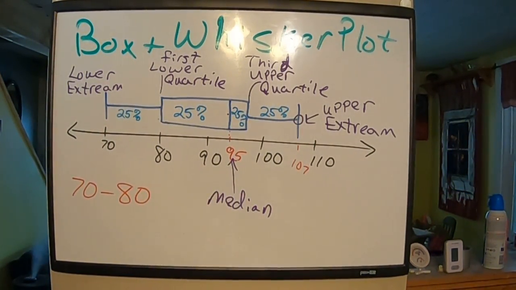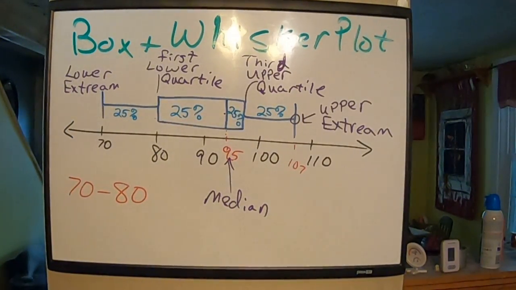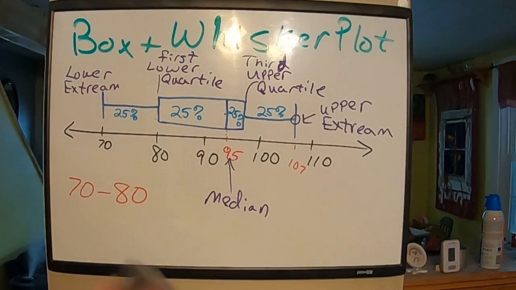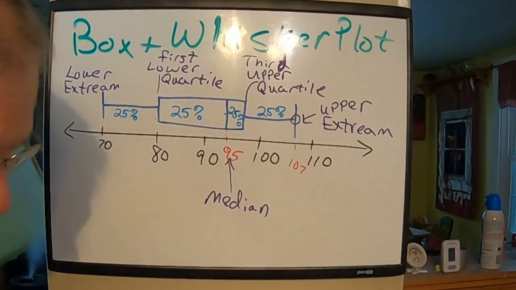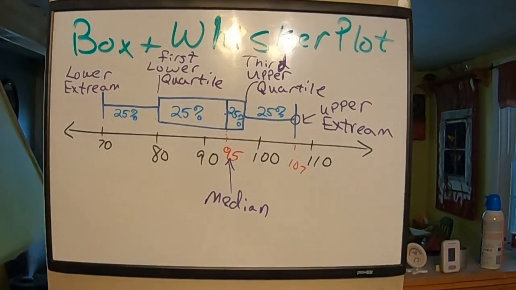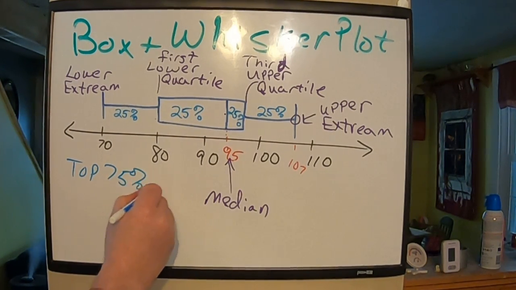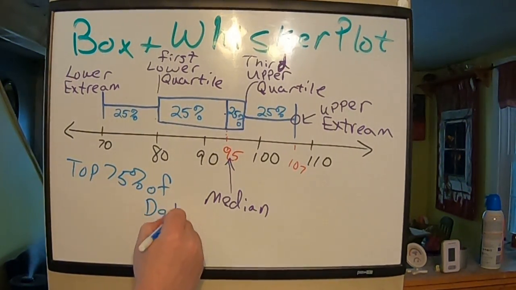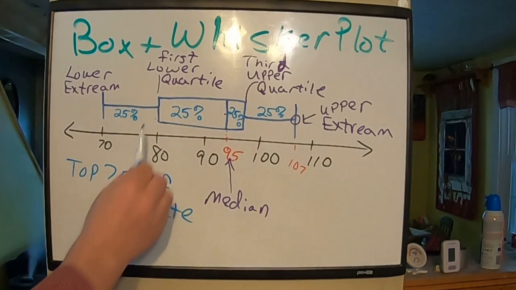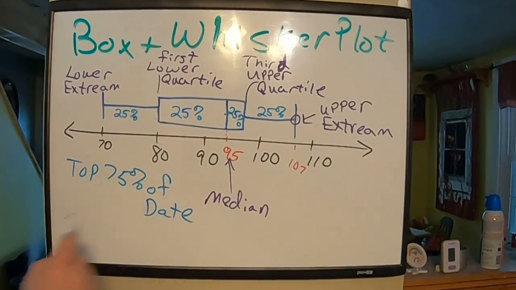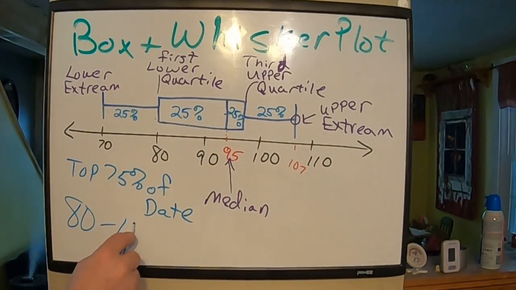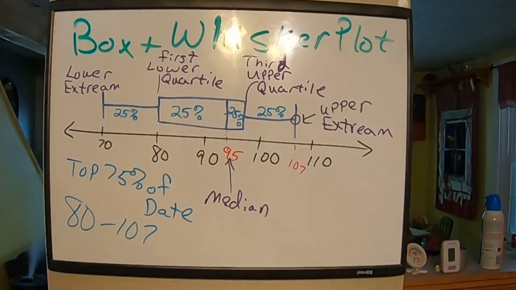Now, say somebody asks you, not what percent of the data, but between which two values is the top 75% of the data? Top 75% of data. Between which two values? You'd have to say 80 and 107. And that would give you the information.